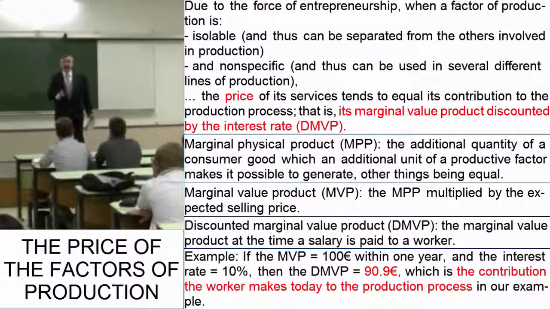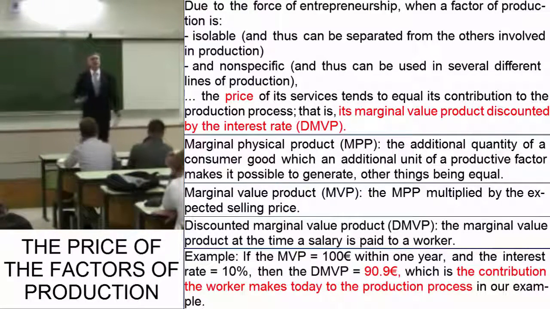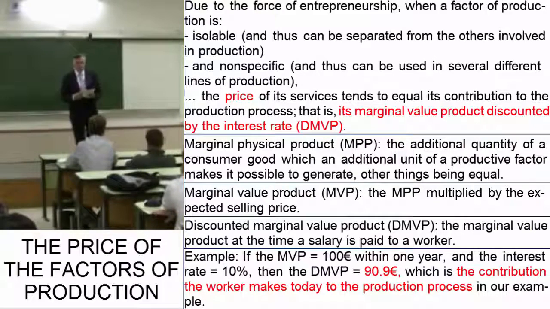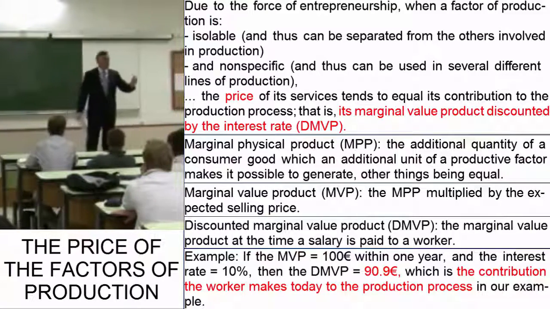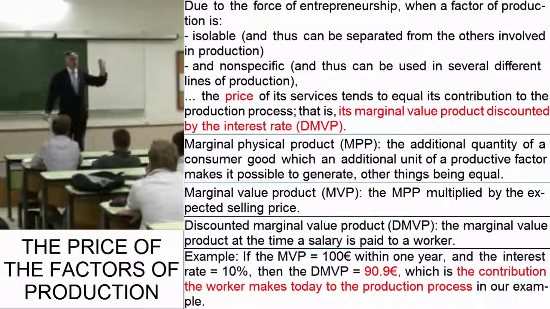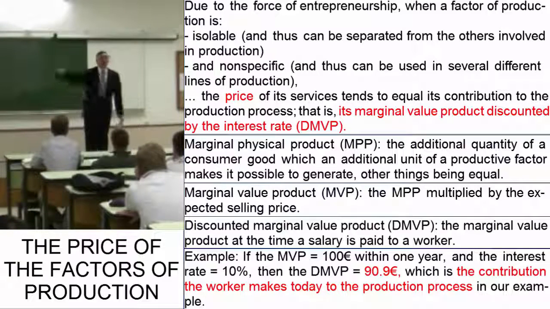So, in our example, the interest rate is 10%. The marginal physical product is 2 pairs of shoes, and the corresponding marginal value product, when we sell the shoes in 1 year at 50 euros a pair, is 100 euros. But we must pay the worker today, and 100 euros in 1 year's time at 10% interest is worth 90 euros today. According to the law, we will tend to pay the worker, in our example, a worker specialized in the production of shoes, 90 euros.